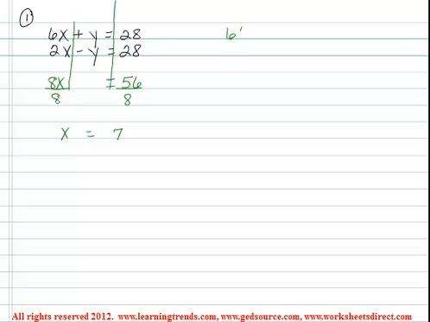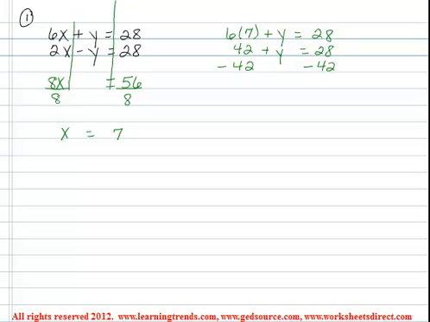So we have 6, rather than x it's 7, so 6 times 7 plus y equals 28. And 6 times 7 is 42, so we have 42 plus y equals 28. Let's subtract 42 from each side, and 28 minus 42 gives us a negative 14. So y equals a negative 14. So in our first problem, we see that x equals 7 and y equals a negative 14. Let's take a look at our second problem from our worksheet.